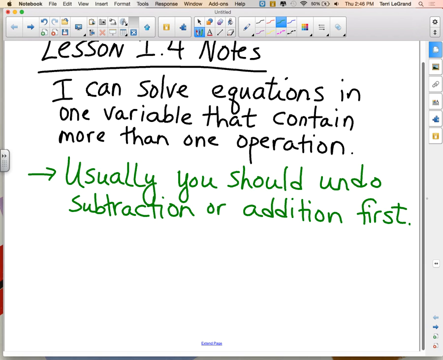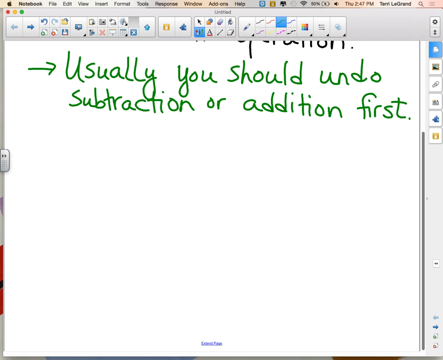Now that's really like a tip because I'm not saying you have to. It doesn't say you must undo addition or subtraction first. I'm just trying to make it a little bit easier for you, make it more friendly for you, and I'm going to show you what I mean by that. We're going to take the first one that we solved and we're going to do it both ways. We're going to do it this way first.